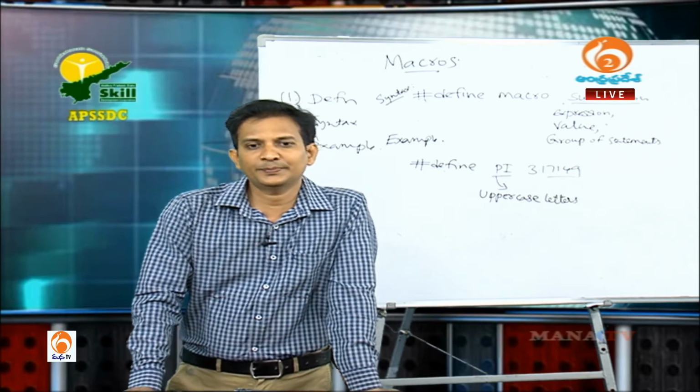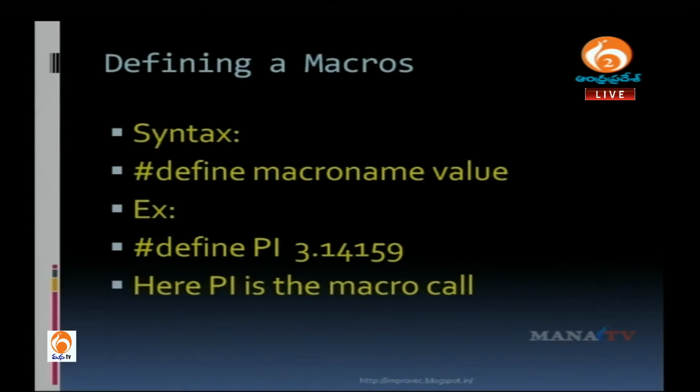You can see this PPT, you will understand. This is the syntax: #define macro name value. This is the example: #define PI 3.14159. So wherever the PI value is there, the value will be substituted. Before compiling this program only, the value is substituted.